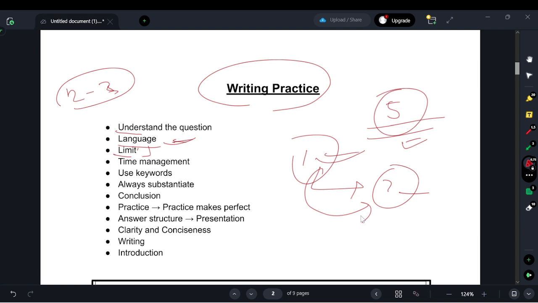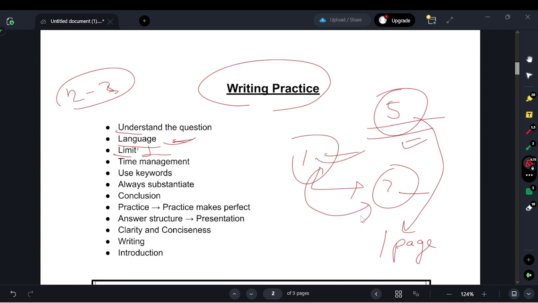But in this UPSC examination, you will be given limits to write the answer. For example, for a 5 marks question, you can only write in 1 page. To write in 1 page, you should understand the very basic things: how to write in points, and how to draw a diagram in this 1 page only. So this needs practice.